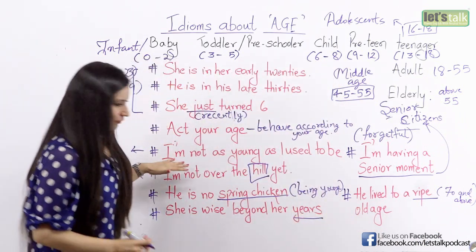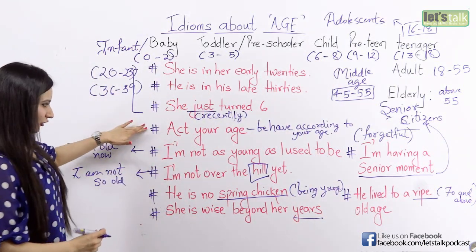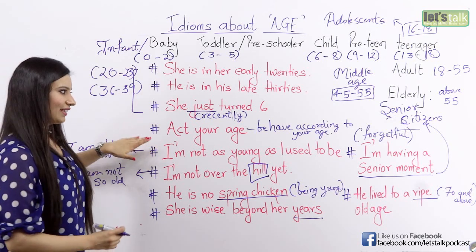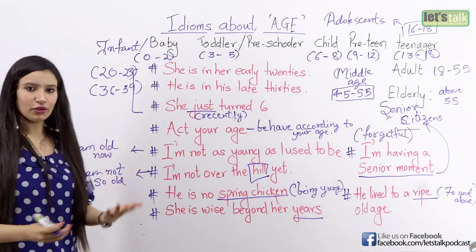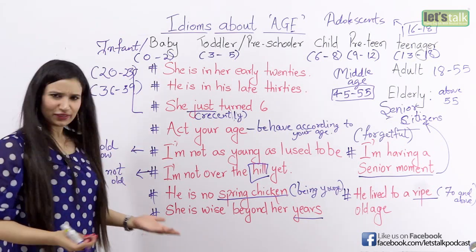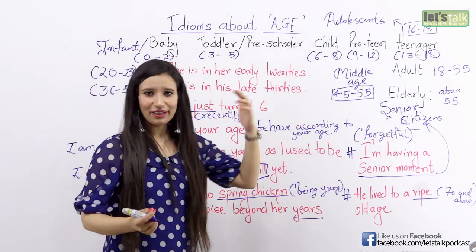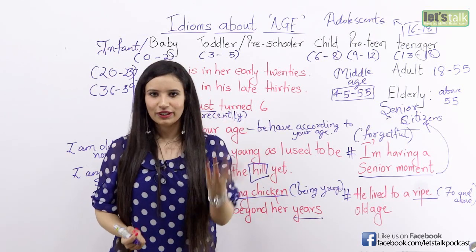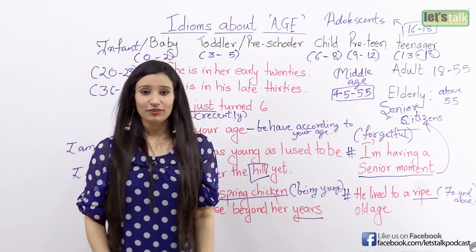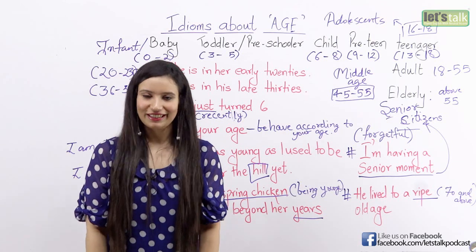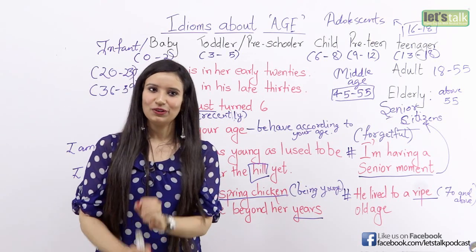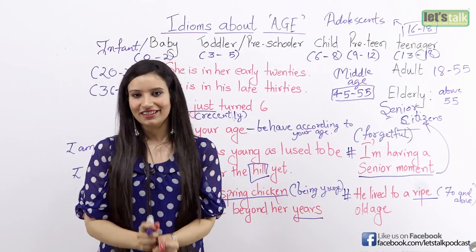These are the idioms that we have discussed today. I'm not as young as I used to be. I'm not over the hill yet. He's no spring chicken. She's wise beyond her years. I'm having a senior moment. Sorry, I'm just forgetting what to do. He lived to a ripe old age. Yes. With this, we come to an end of today's lesson.